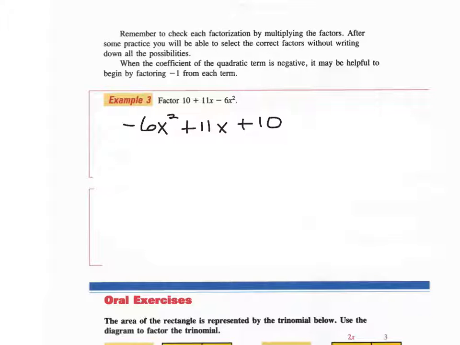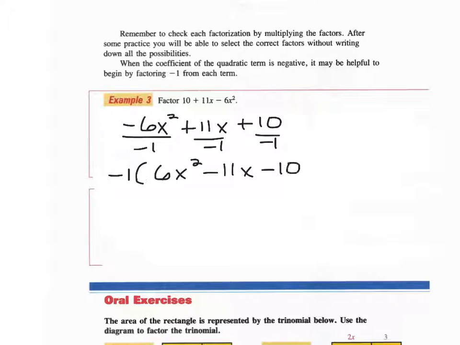But I'm going to get rid of that negative sign by dividing all of my terms by -1. So now it becomes positive x squared minus 11x minus 10. This is something that will be important for you later on when you're working with quadratics. So now what I need to do is my normal process. Just remember that in your final answer to put the -1 out front.